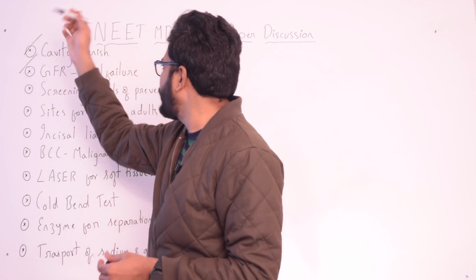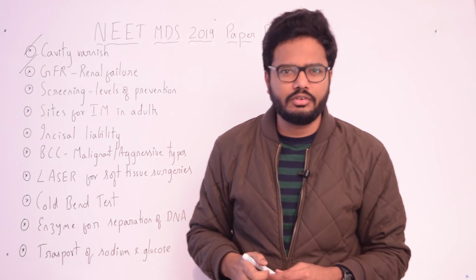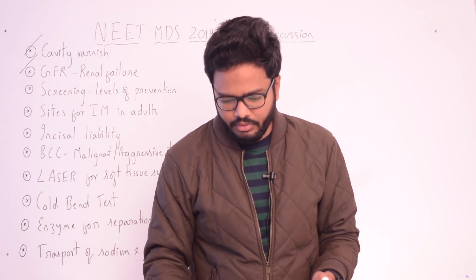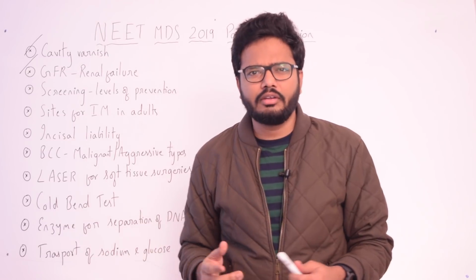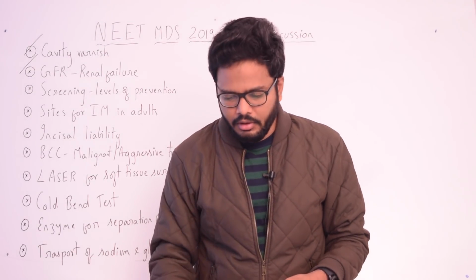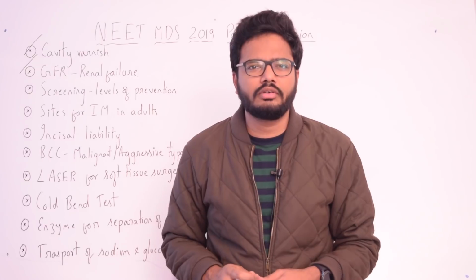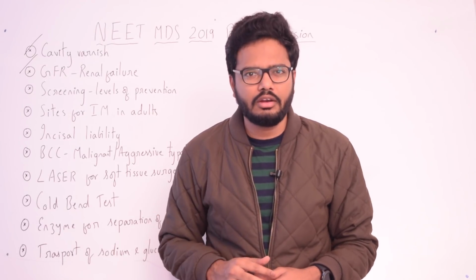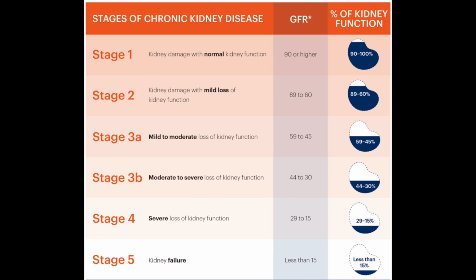Now moving on to the next topic, glomerular filtration rate in renal failures. I guess stage 3 renal failure was asked in the recent exam. So we'll go through glomerular filtration rate in different stages of renal failure, as you can see in the image. In stage 1, you can see GFR 90 or even higher. Stage 1 indicates kidney damage with normal kidney function. Stage 2, kidney damage with mild loss of kidney function, GFR 89 to 60.